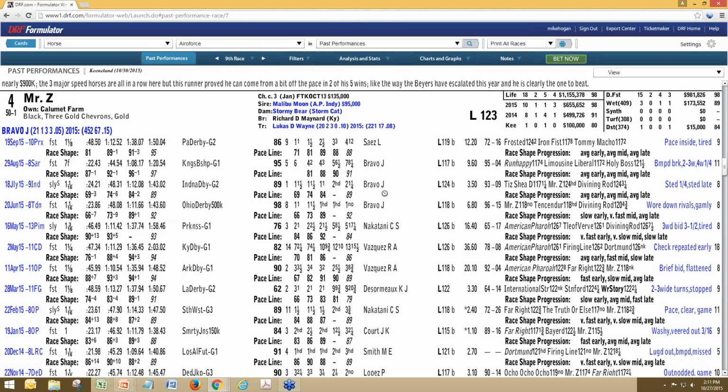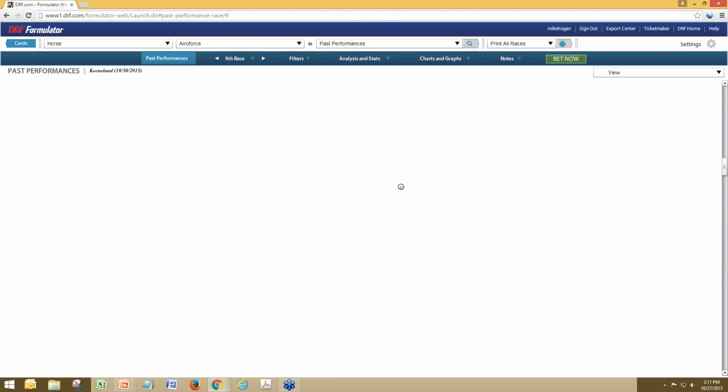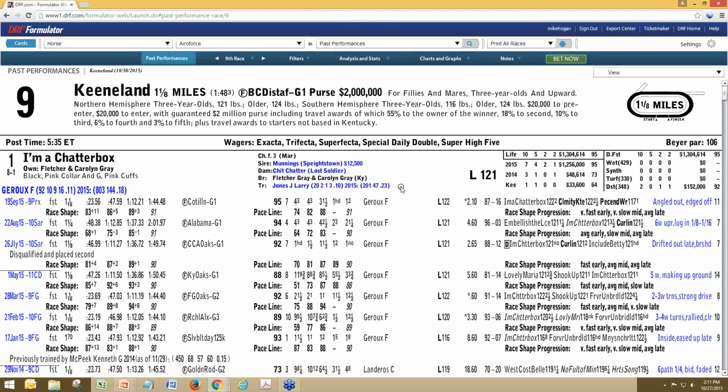You want to jump to the distaff and talk top pace scenario there? Yeah, we can do that. There's not a lot of early speed actually in the distaff compared to what we might ordinarily see.